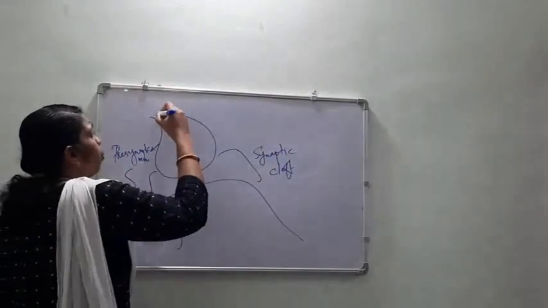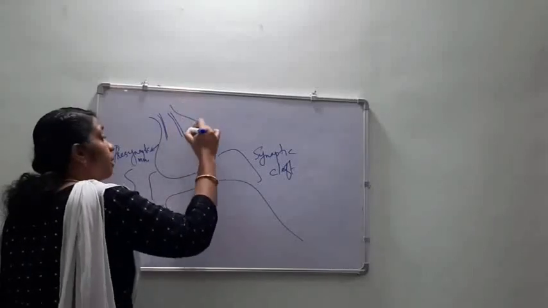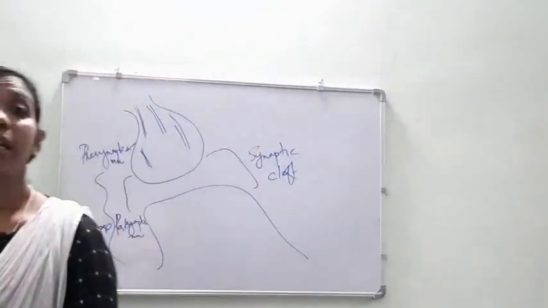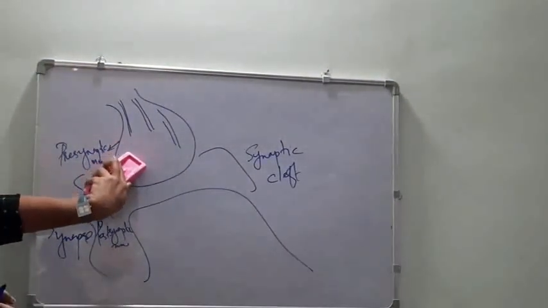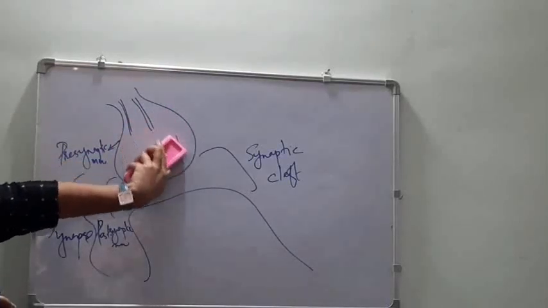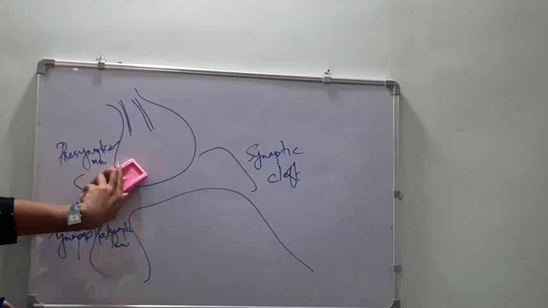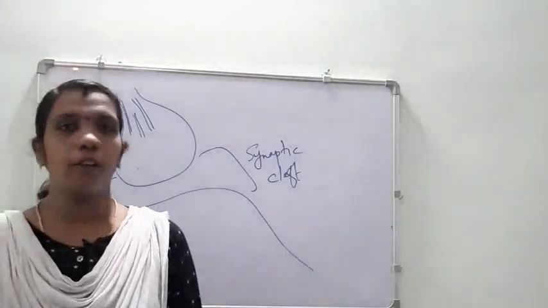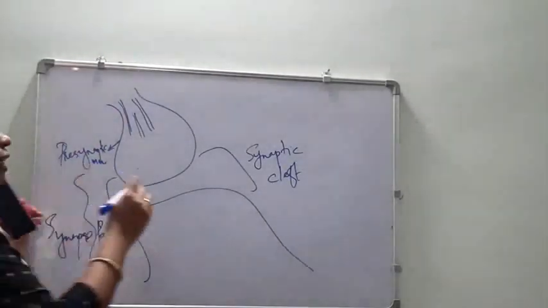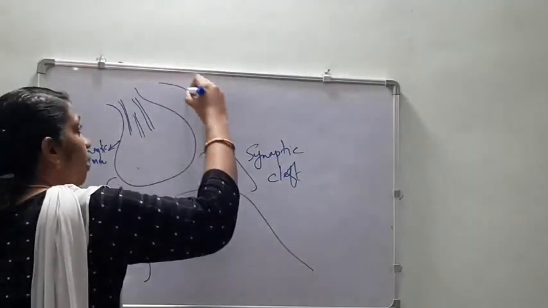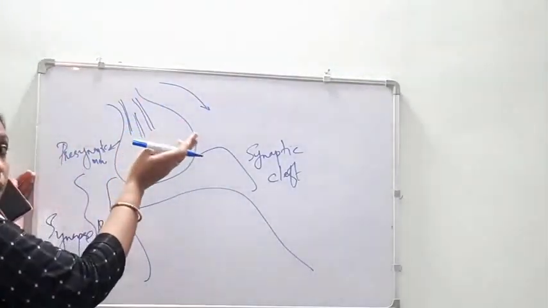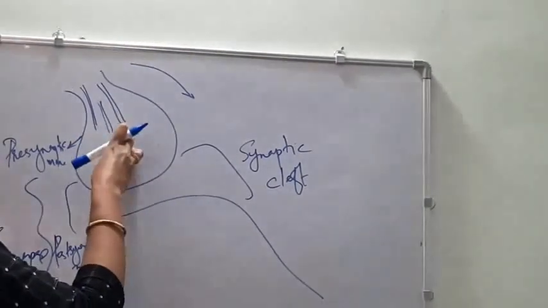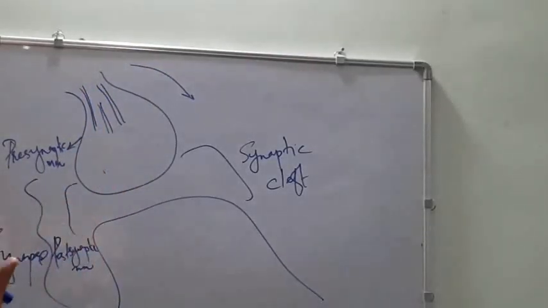There are so many microtubules in the presynaptic structure. Through these microtubules, the action potential is transferred downwards. So what happens when an action potential comes through the presynaptic apparatus, the presynaptic membrane? From this axon, an action potential is coming.